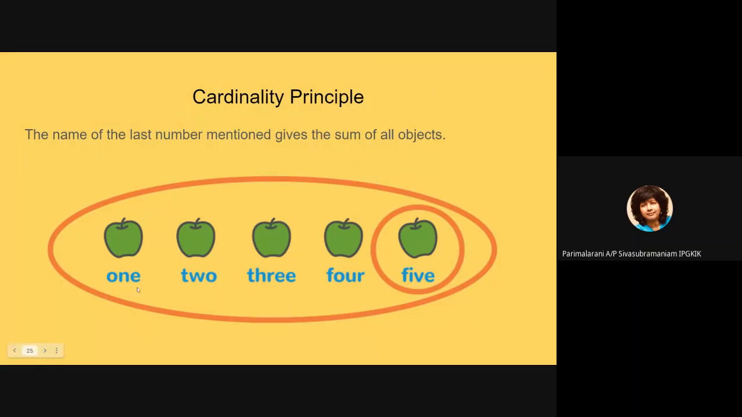So the child starts counting 1, 2, 3, 4, 5. So the last number name that you hear is 5. So that means there are 5 objects. That is the cardinality principle. The name of the last number gives the total sum of all objects. Okay, so there are 4 principles of counting.